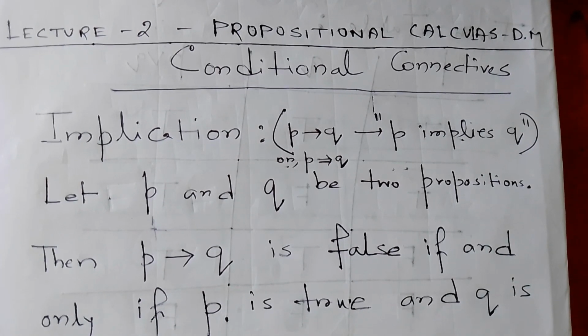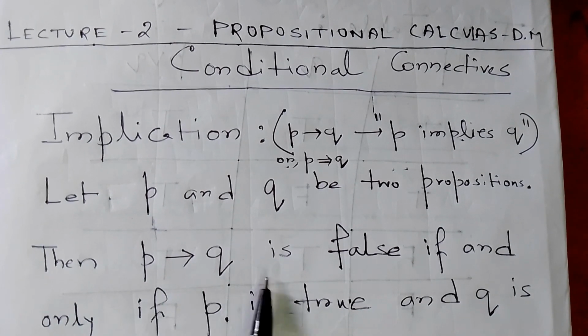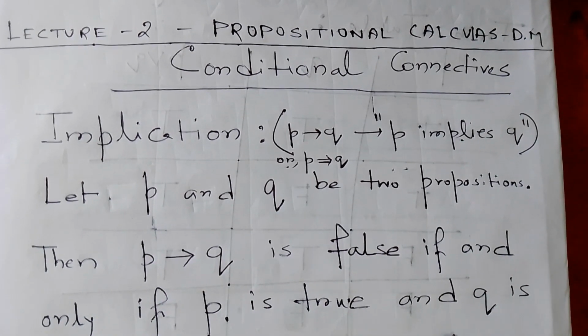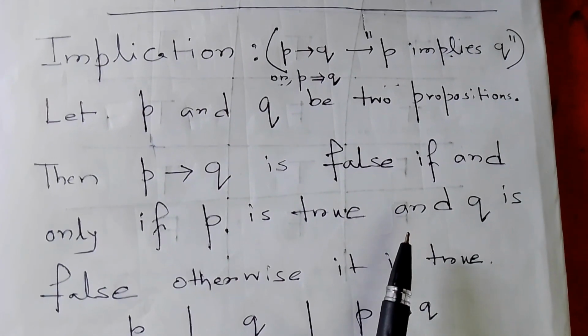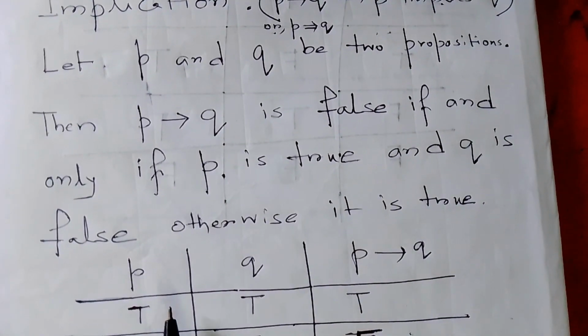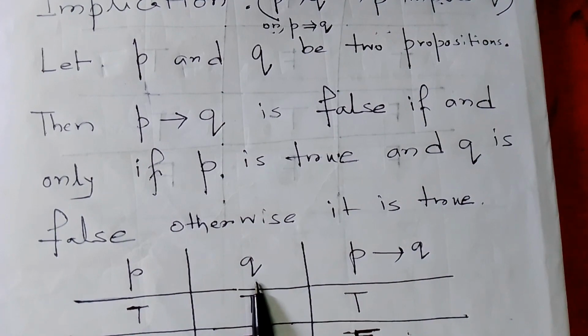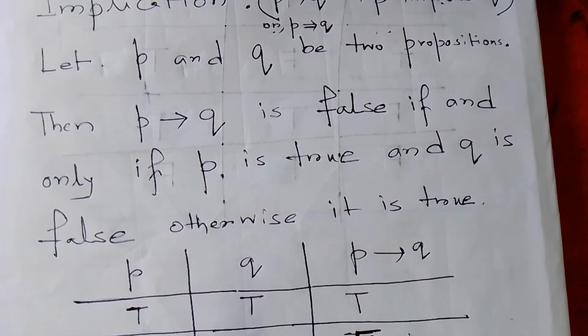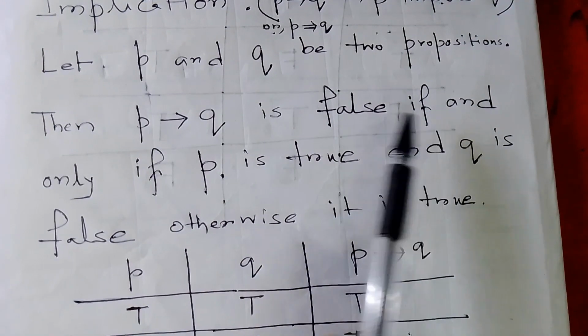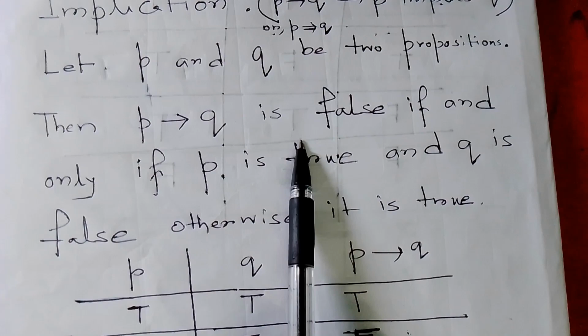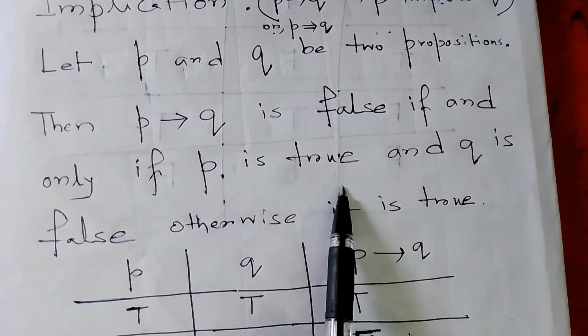So we first have to understand that whenever conditional connectives are there, there is a condition, that is if and only if. Then P implies Q is false if and only if P is true and Q is false, otherwise it is true. Hence the truth table will be P and Q variables, and this is P implies Q. So as written in this explanation, P implies Q is false if and only if P is true and Q is false.